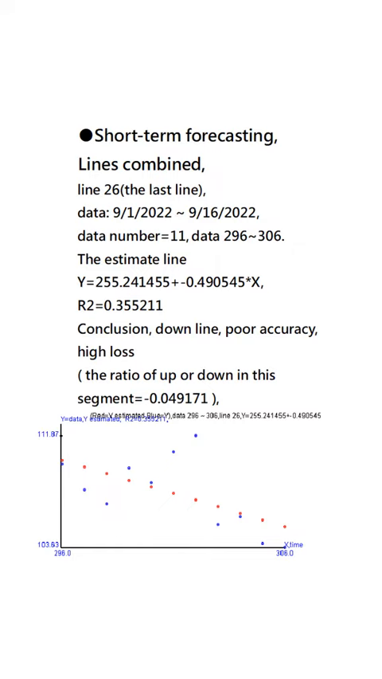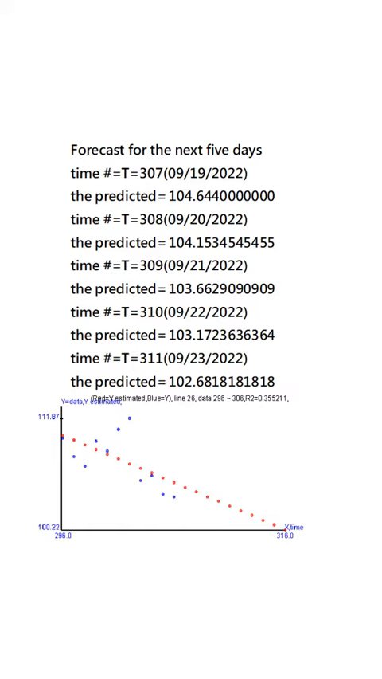The coefficient of determination is 0.355211, which can be the predicted equation. Those predicted values can be referred to.